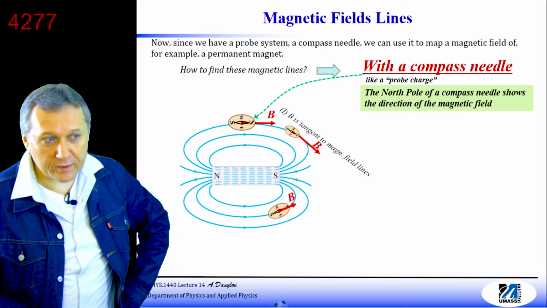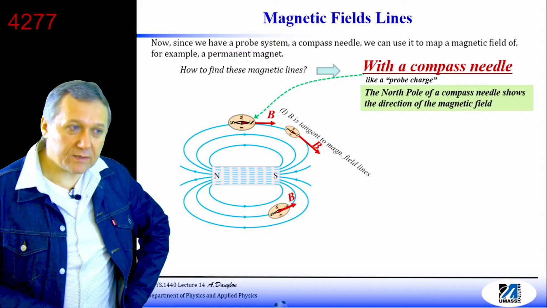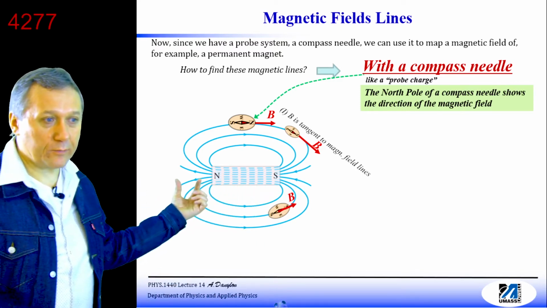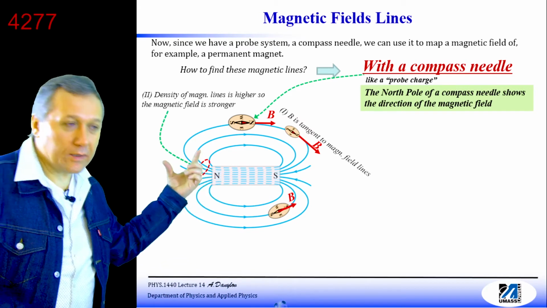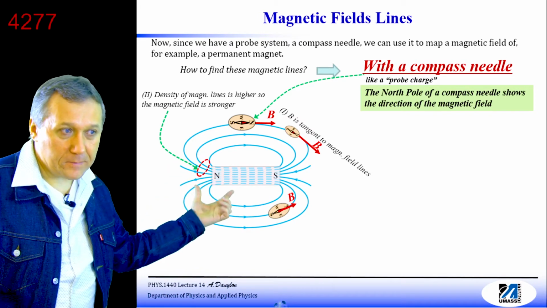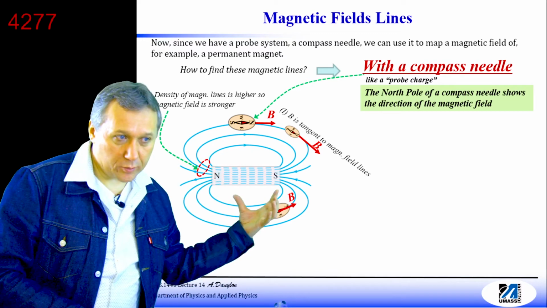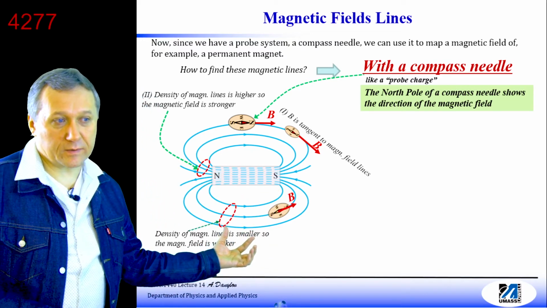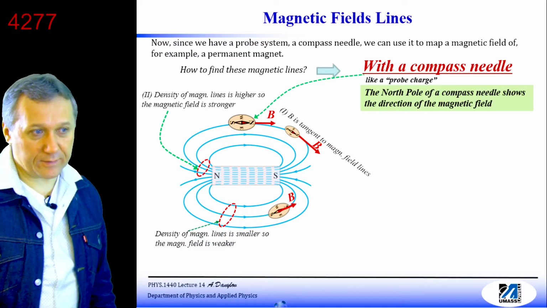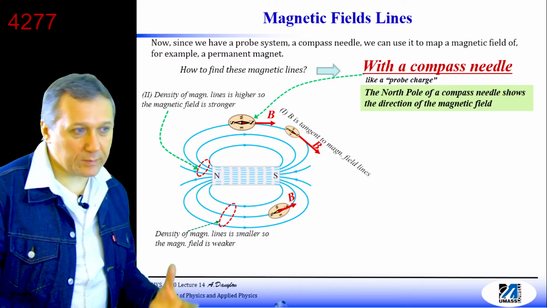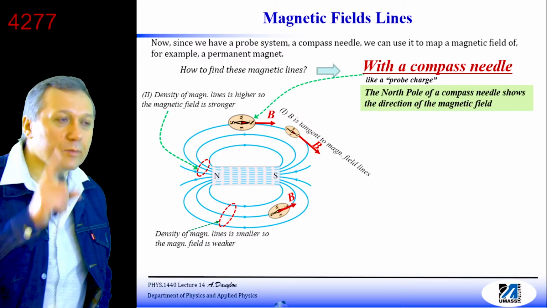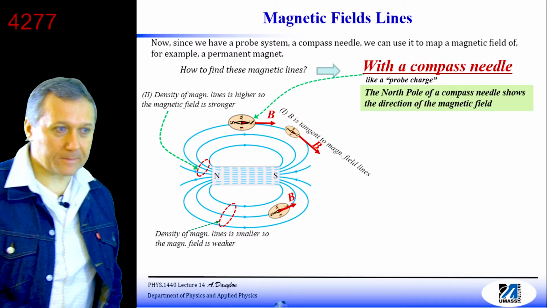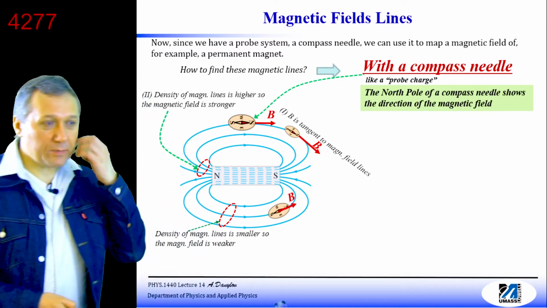What about strength, magnetic field strength? The same, in the density of lines. So if you take, for example, this point, the density of lines is higher, so the magnetic field is stronger. If you take, for example, the region over here, the density of lines is smaller, so of course the magnetic field is weaker. So lots of similarities between the world of magnetism and the world of electricity. Lots of similarities.